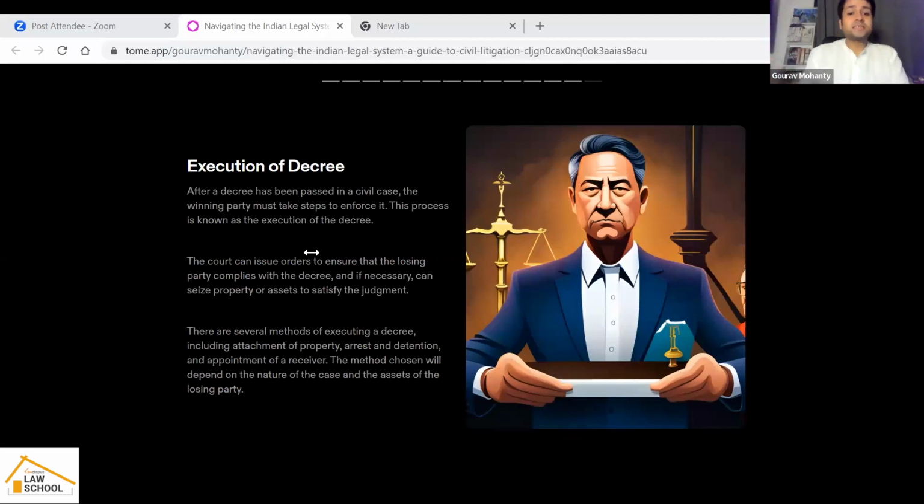What is the difference between summon and warrant? See, summon is basically demanding someone's presence.